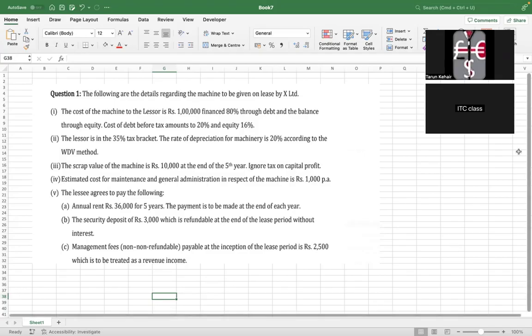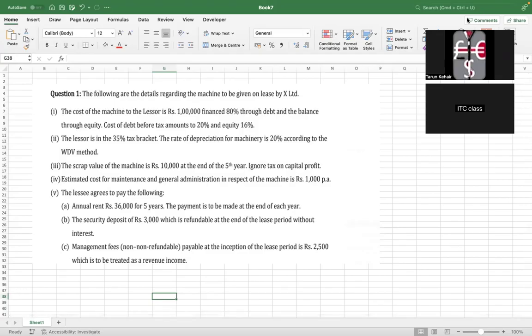The lessor is in the 35% tax bracket. The rate of depreciation for machinery is 20% according to WDV. Scrap value of the machine is 10,000, and in the fifth year, we have to ignore taxes on profits. Estimated cost of maintenance and general administration is 1,000 a year.